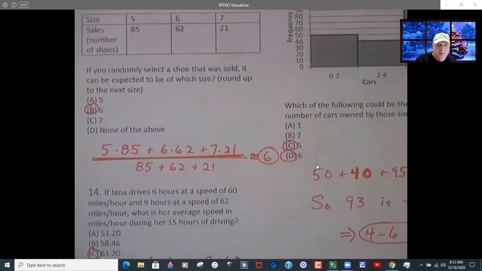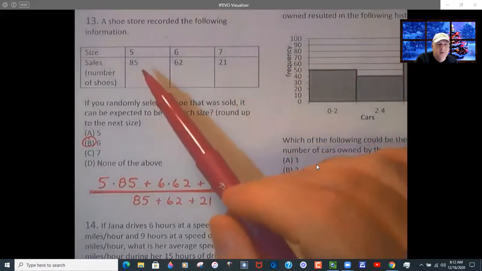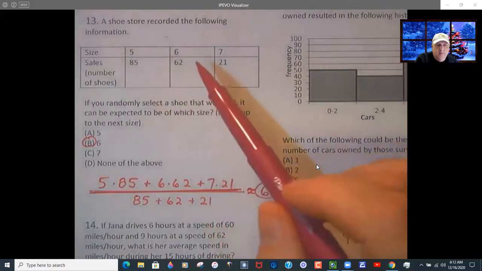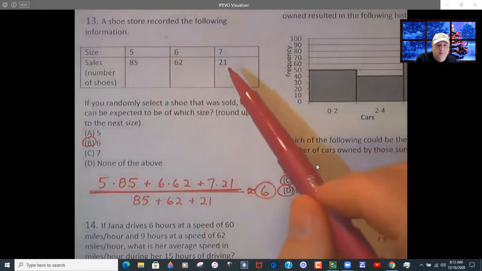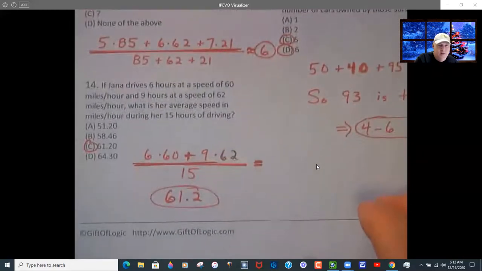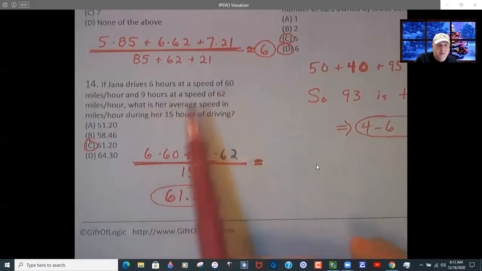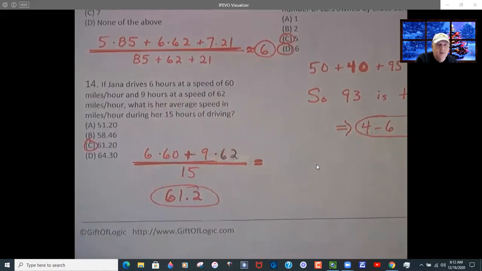Problem 13, so here we go again with a weighted average. So frequency times the weight plus frequency 2 times the weight plus frequency 3 times the weight over the sum of the frequencies. And then you get an average of 6. 14, another weighted average. So 6 hours at 60 miles per hour plus 9 hours over the sum of the hours. And then that would be the average speed.